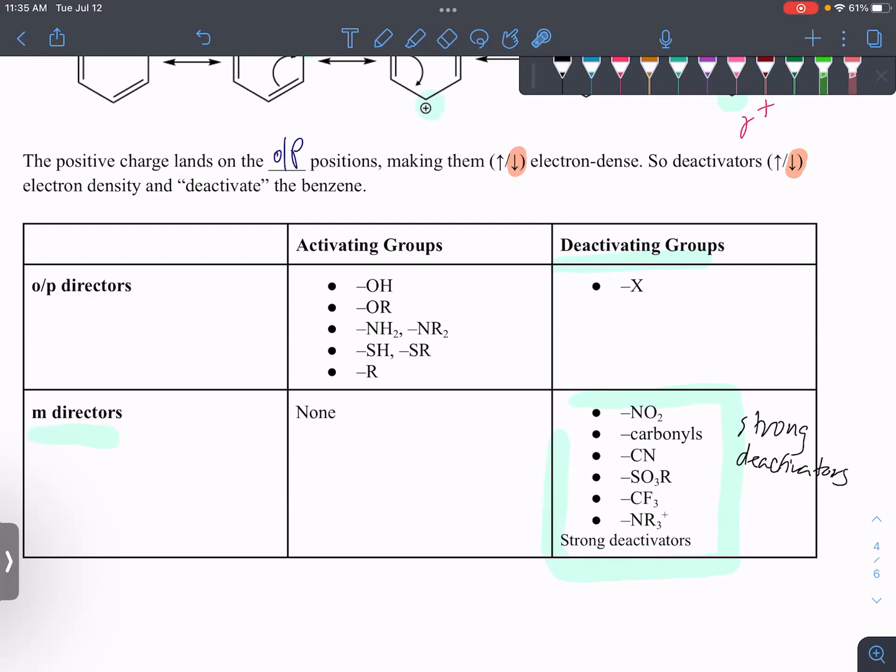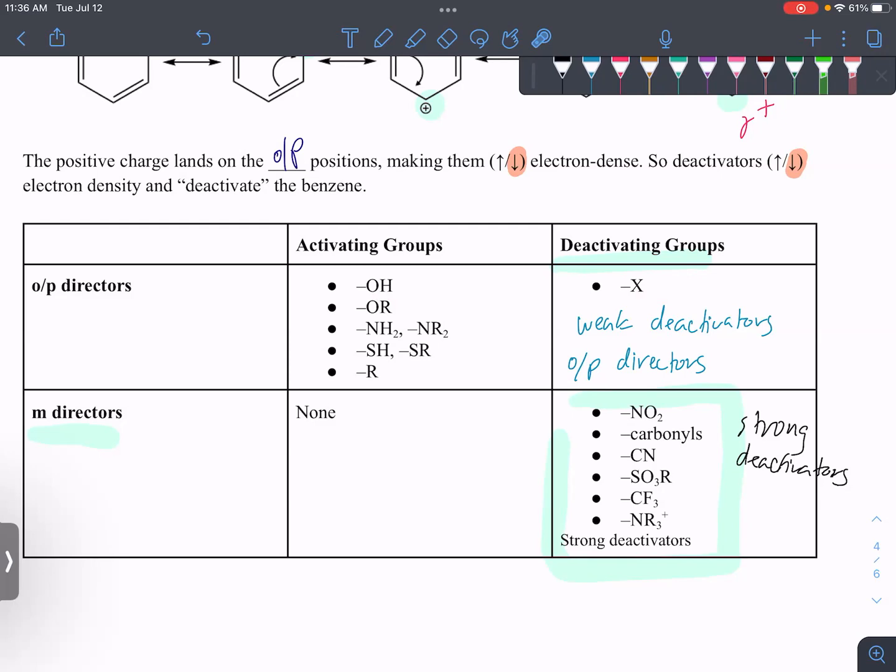The only exception for the deactivators is the halogen. So halogens are weak deactivators, and they direct ortho and para. So they're weak directors, and they're also OP directors. This is because the halogen resonance works the same way as the activating groups. It's kind of annoying to draw out, but just know that the X resonance and, for example, the OH resonance would basically be the same.